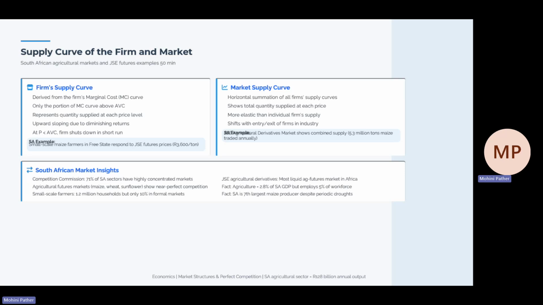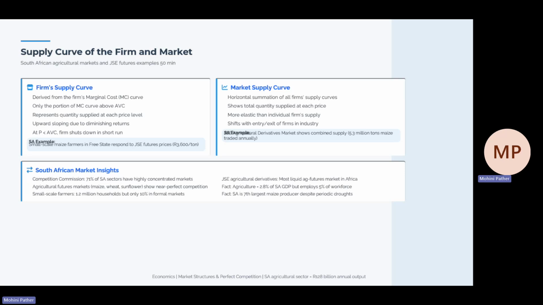That is derived from the marginal cost curve. Only the portion of the marginal cost curve that falls above the average variable cost represents the quantity that should be aimed at. Okay, so it represents the quantity supplied at each price level. It is upward sloping due to the diminishing returns.